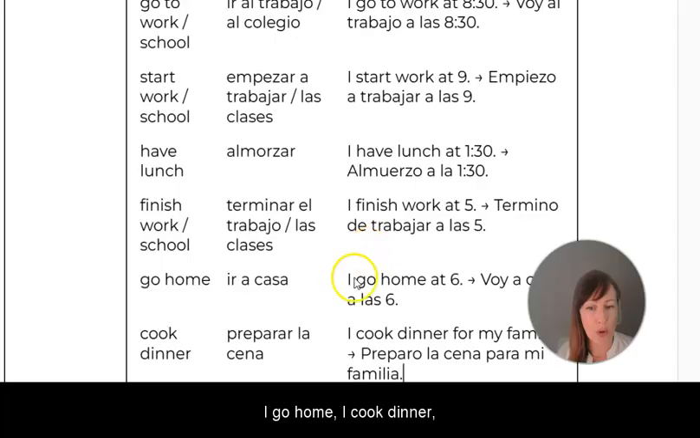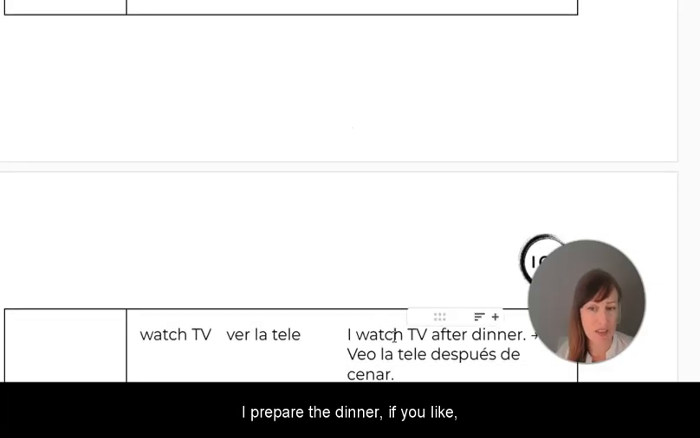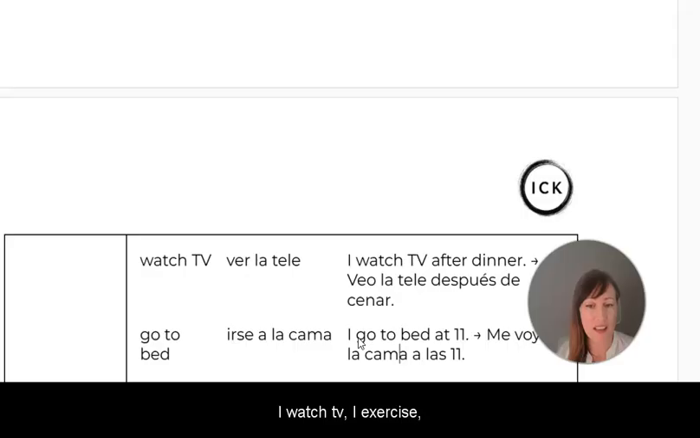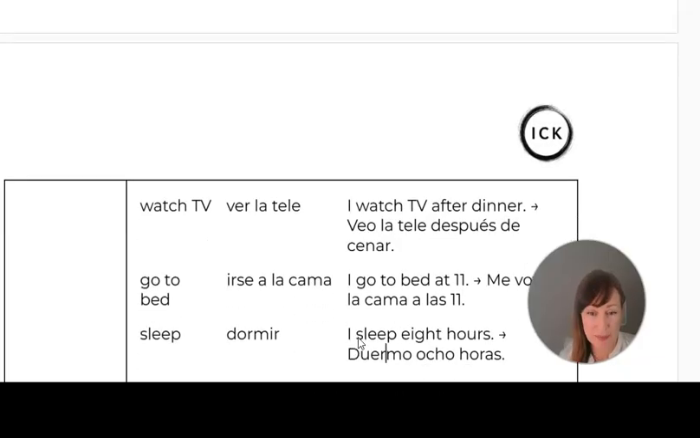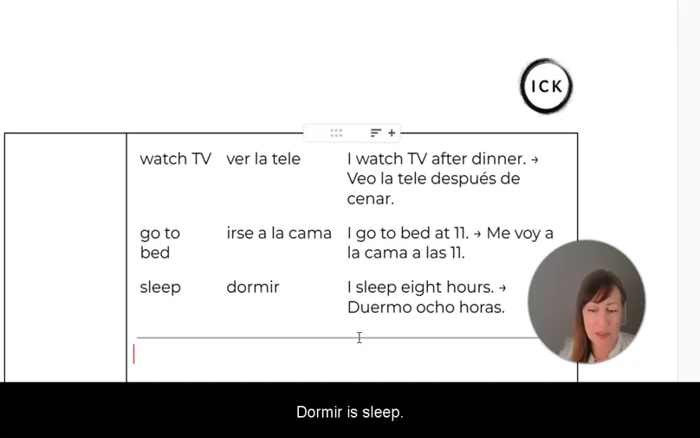I go home. I cook dinner. I prepare the dinner, if you like. I watch TV. I exercise. I call my friends. I relax. I go to bed at 11. So those are verbs you can use for daily routine. Dormir is sleep.